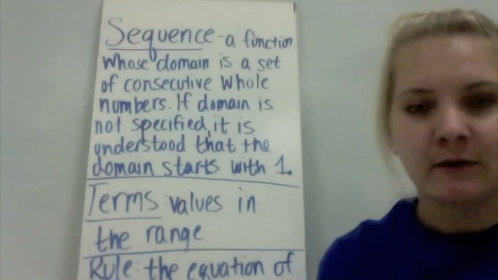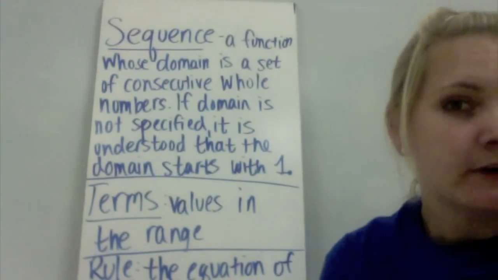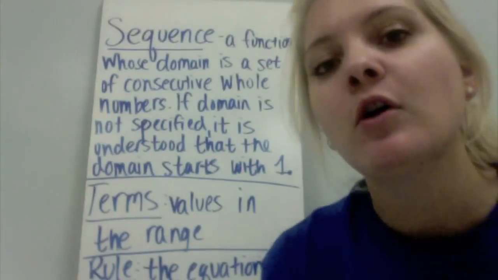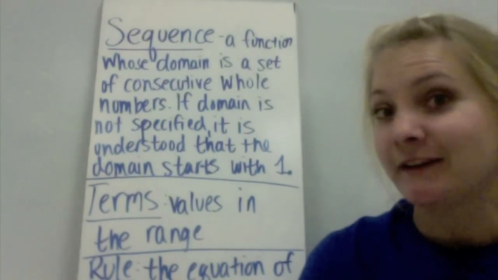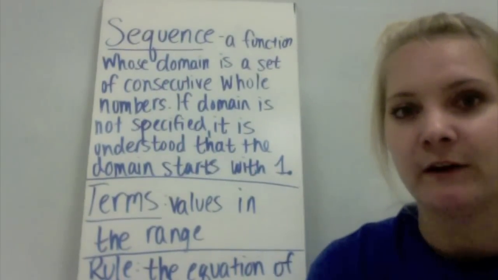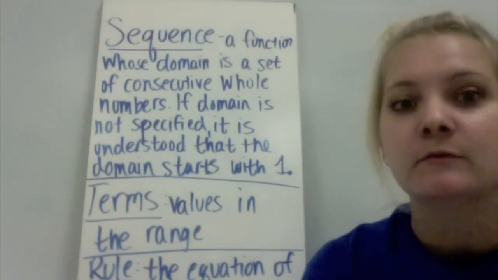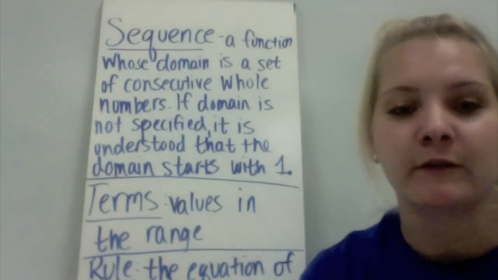We won't have a domain with 0. We won't have a domain with negative numbers. So it's sort of nice. We're going to be working with positive whole numbers. Our next term is terms, and terms are what we call the values in the range of a sequence. So our domain will be 1, 2, 3, 4, 5, 6. Our terms are the values of the range.